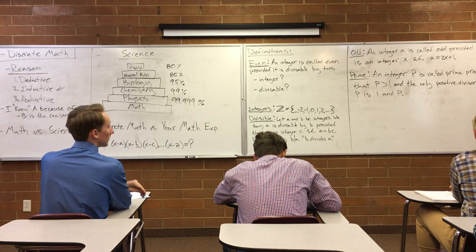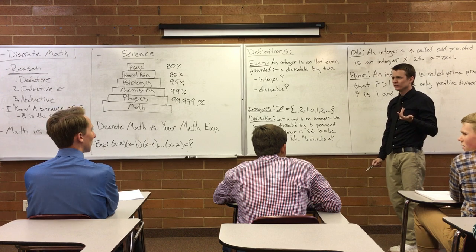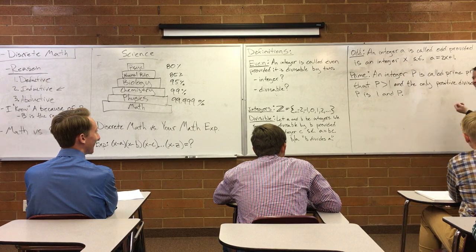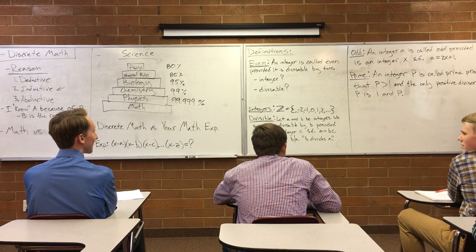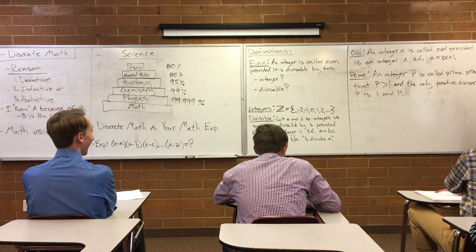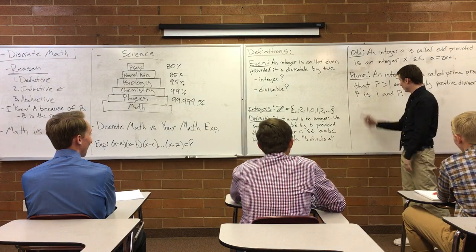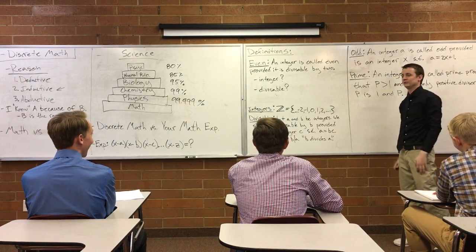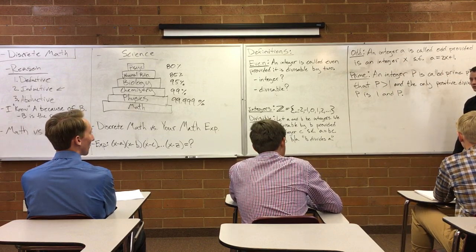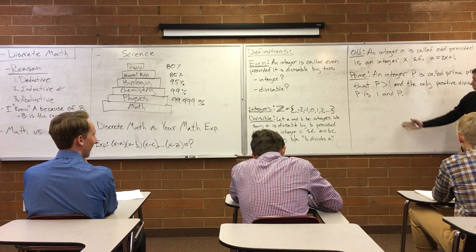Question, what's the smallest prime number? 2. An even can't be prime, it's divisible by 2. Is 2 prime? What are the divisors of 2? 1 and 2, the number itself and 1. It's prime. Why is 1 not prime? Because its divisors would be 1 and 1, which is only 1 itself. So you're telling me 1's not prime?